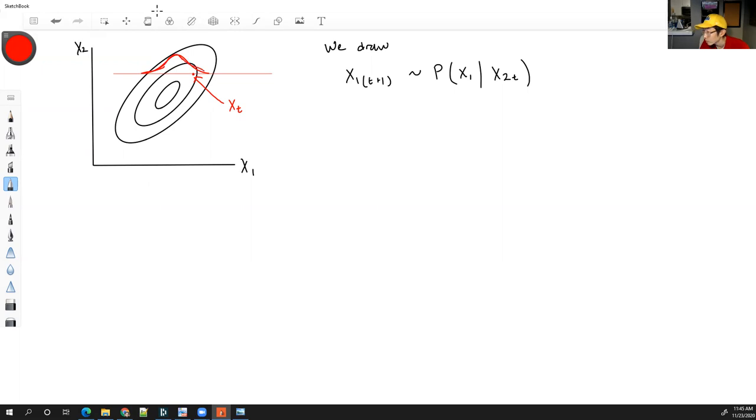where, whatever this distribution looks like, when you lock in x at time x2 at time t gets locked in, this is going to be the value here, okay? And then what we're going to do is draw a random value. We draw a sample from this univariate distribution. So maybe I end up sampling right here.